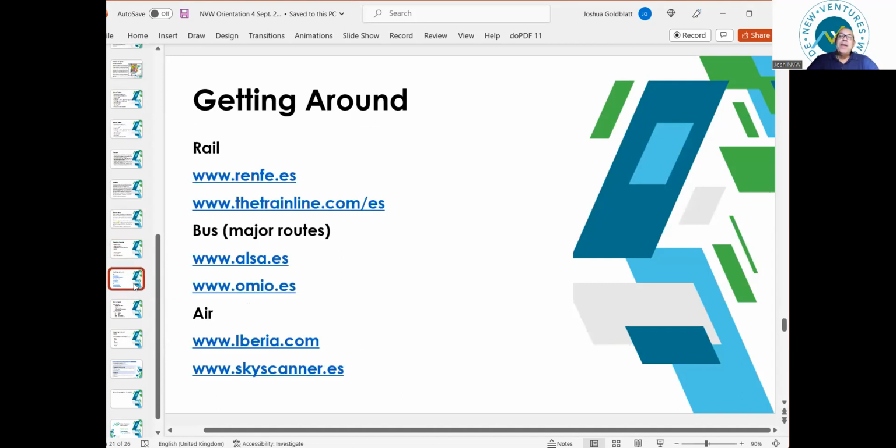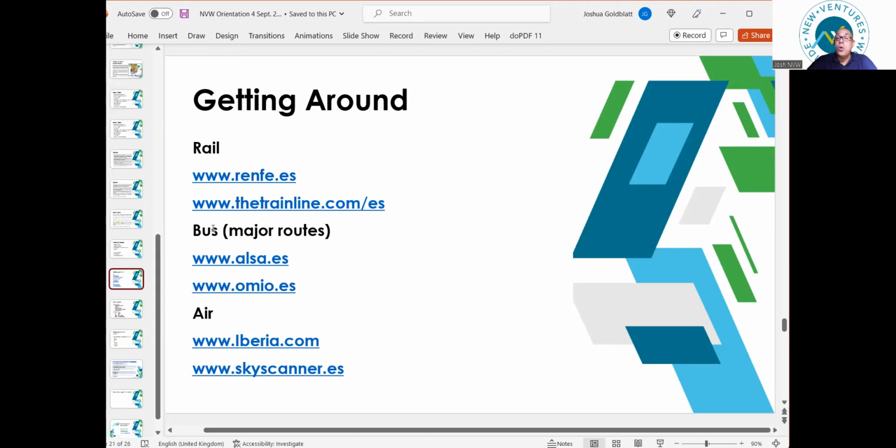Okay, getting around. This is being recorded. I will send you this in another document, in a PDF. When you're getting around Spain, we have a rail system, bus system, and even airline. So what I've put in there is Renfe, which is the Spanish national railway site, but there are different companies now. So you might prefer to look at trainline.com, which will tell you all the different possibilities for going from one city to another.